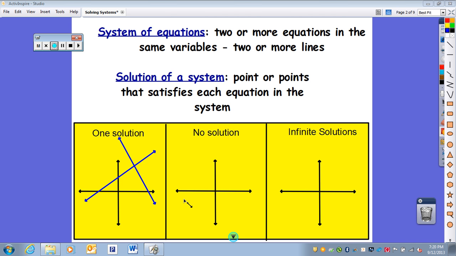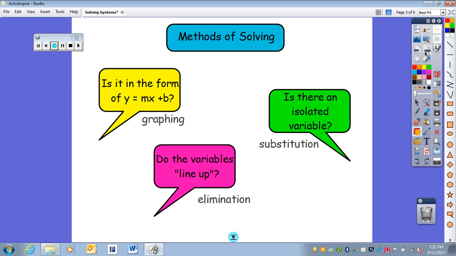In the next example, if I were to draw two lines that have no solution, that means that these lines would not intersect, and therefore they would be parallel, so there would be no solution. In the next example, if we were to have two lines in our system, and they would be exactly the same line when we drew them, they would have infinite solutions. So again, one solution, no solution, and infinite solutions.